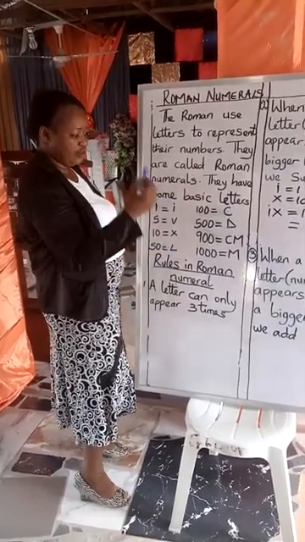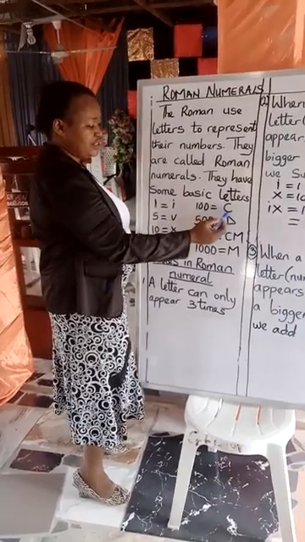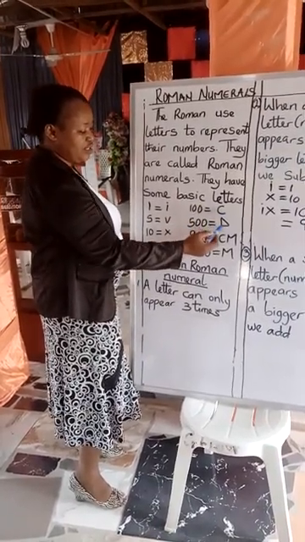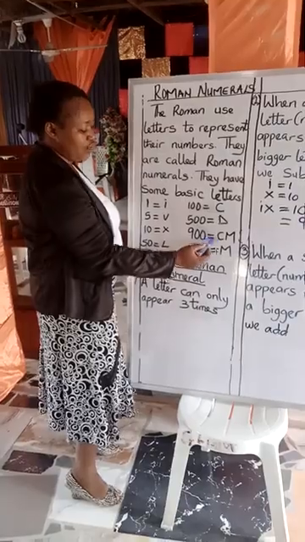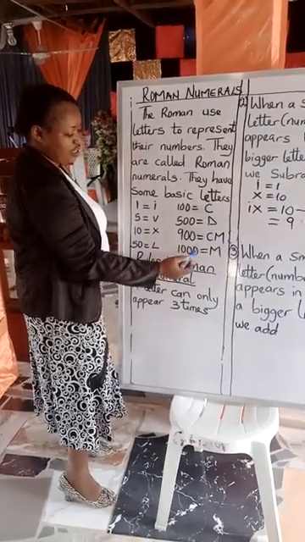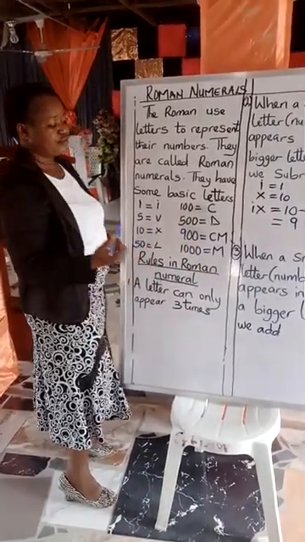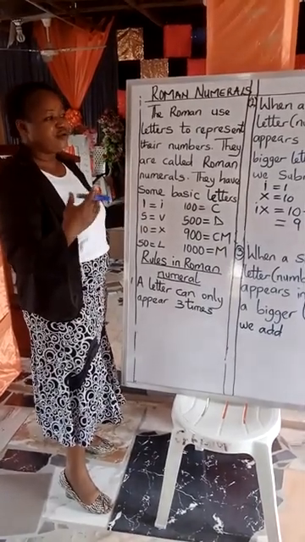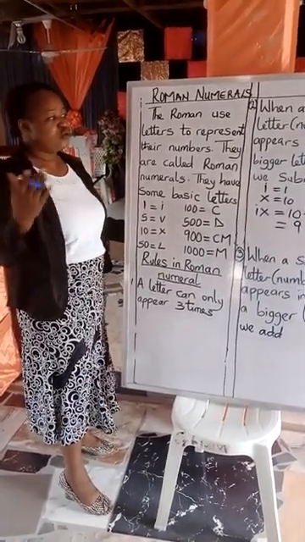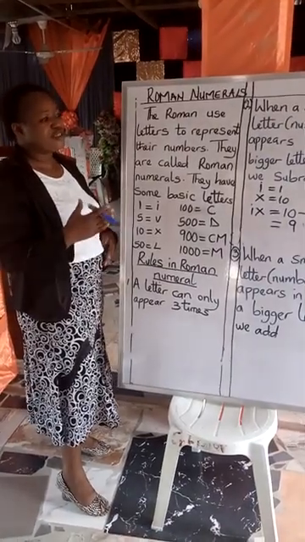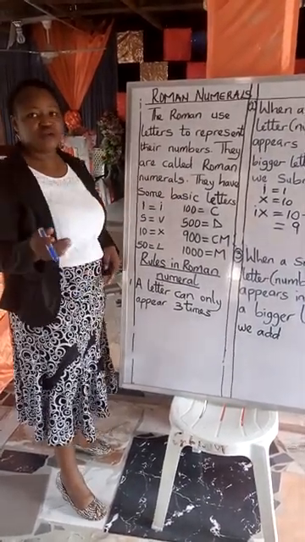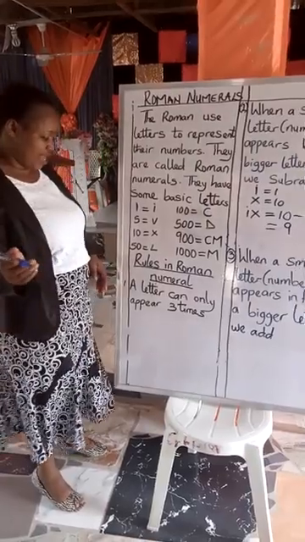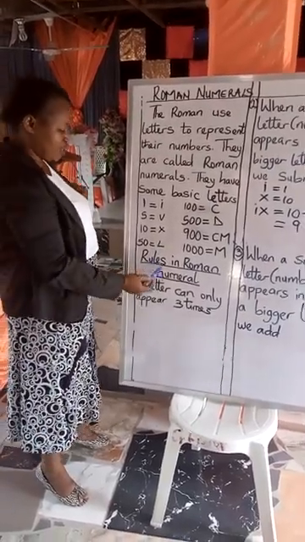50 is L. Then 100 is C. 500 is D. 900 is CM. 1000 is M. In second term, we have done how to write in Roman numerals from number 1 to 100. So I just want to explain some basic rules so that you'll be able to understand it very well. Now, what are the rules?